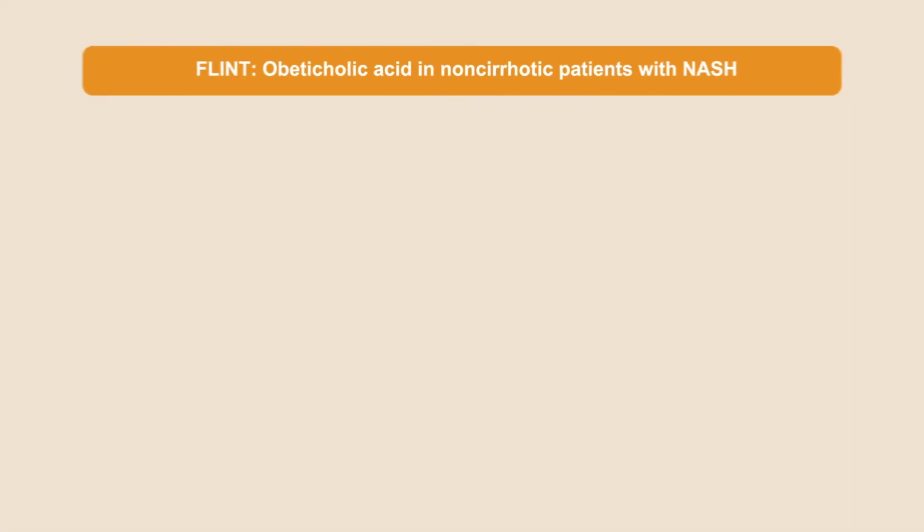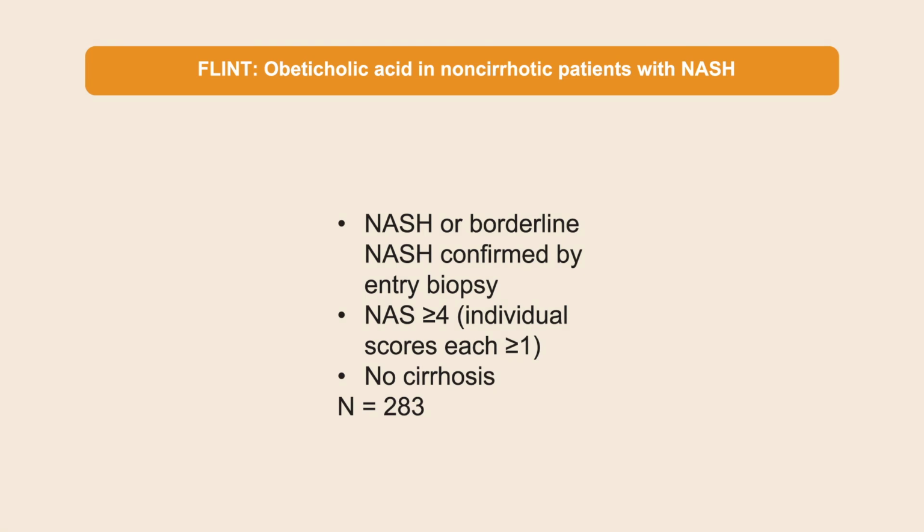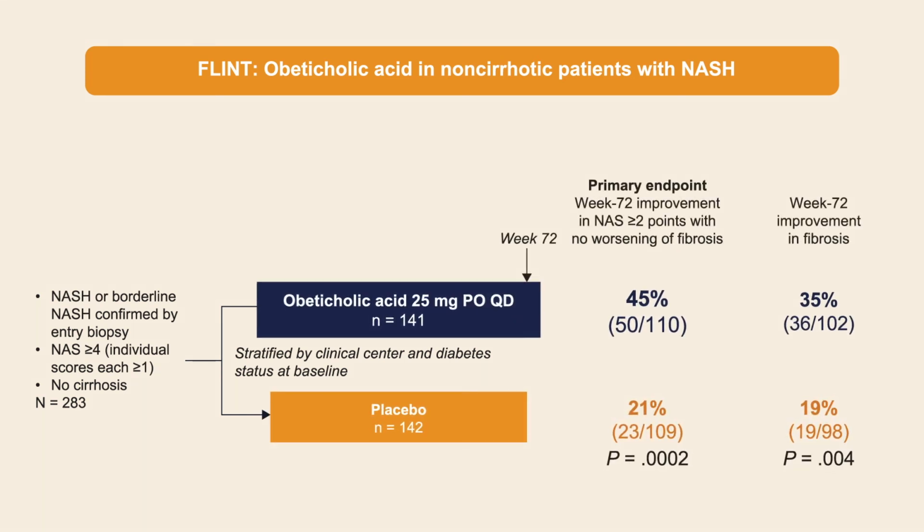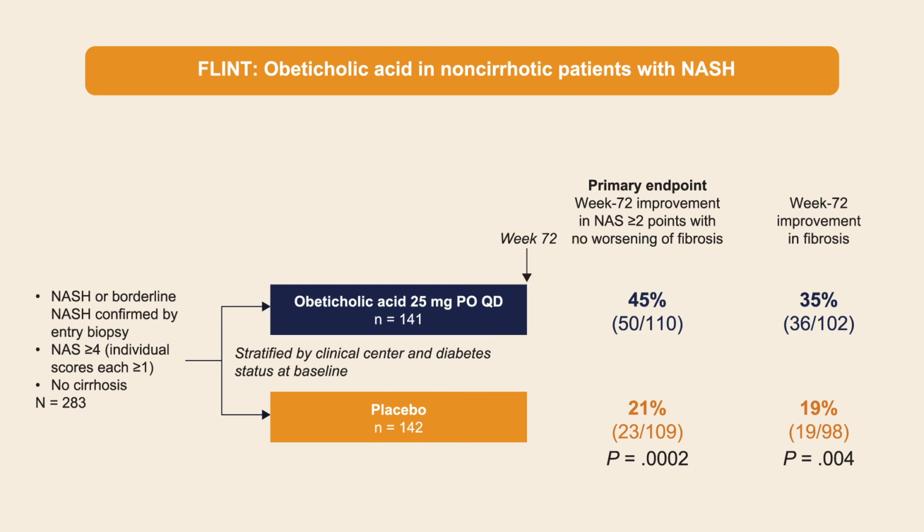The first data that was available for obeticholic acid in patients with NASH came from the FLINT trial conducted by the NASH-CRN. In that trial, we included patients with biopsy-proven NASH who had to have a NAFLD activity score of 4 or higher, with or without type 2 diabetes, but those who were non-cirrhotic. In this trial, 25 mg obeticholic acid was shown to be better than placebo over 72 weeks in improving NASH-related histologic features. Primary outcome was 2-point improvement in NAFLD activity score without worsening of fibrosis. We also noticed that obeticholic acid led to improvement in one stage of fibrosis relative to placebo in that trial.